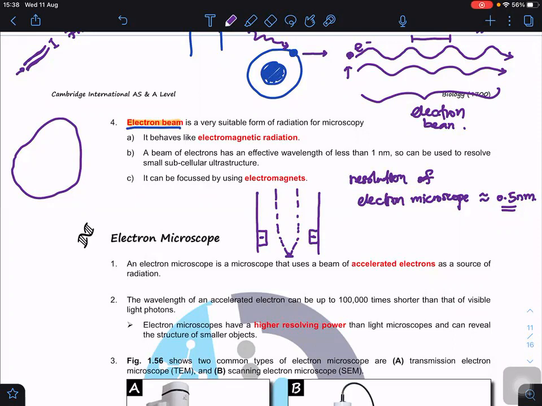So what are the advantages of using an electron beam? First, they behave like electromagnetic radiation with a wavelength of less than 1 nanometer, so the resolution is roughly about 0.5 nanometer. And the best thing here is that we can focus them by using an electromagnet.